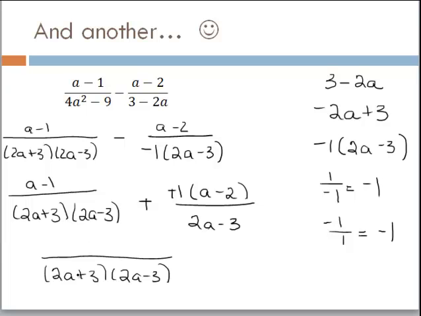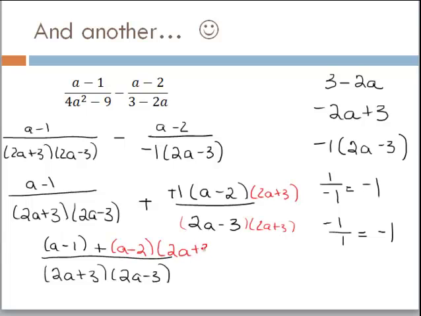What do you multiply by this denominator to get this one? Just a 1. So this turns into just a minus 1. Plus, well, what do you multiply by this one to get this denominator? Here you're going to need to multiply this by the 2a plus 3. So that's what we multiply by in the numerator. So we put that here: a minus 2 times 2a plus 3.